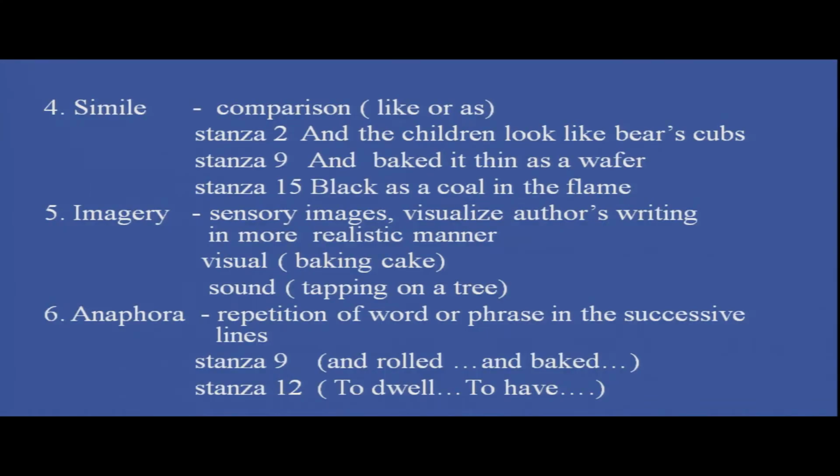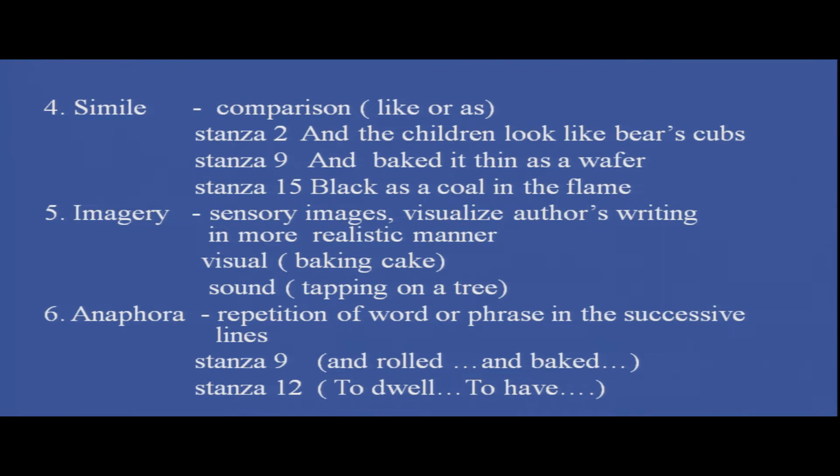Now, the next poetic device we can see is simile. What is simile? Simile is comparison. Now, even metaphor is also comparison. But simile uses like and as. That means if we are comparing two things, A and B, then we'll say A is like B or A is as B, right? So, here we see that like and as have been used in the poem. Stanza 2, and the children look like bear cups. Here the children are not bear cups, but they look like them. So, there is a comparison here.